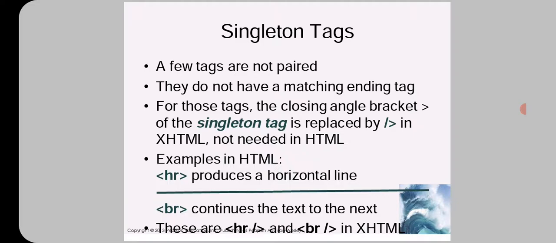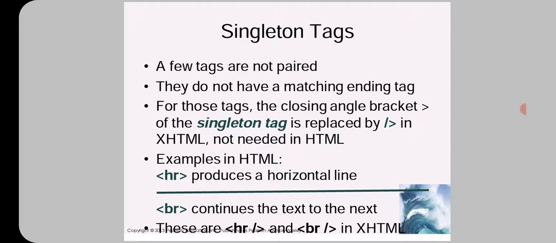An example in HTML is HR. HR is another important tag. What is HR? HR is horizontal rule. In HTML, to draw a line, we may use the HR tag. HR means horizontal rule. HR is a single tag or singleton tag, meaning we use only one tag for it.